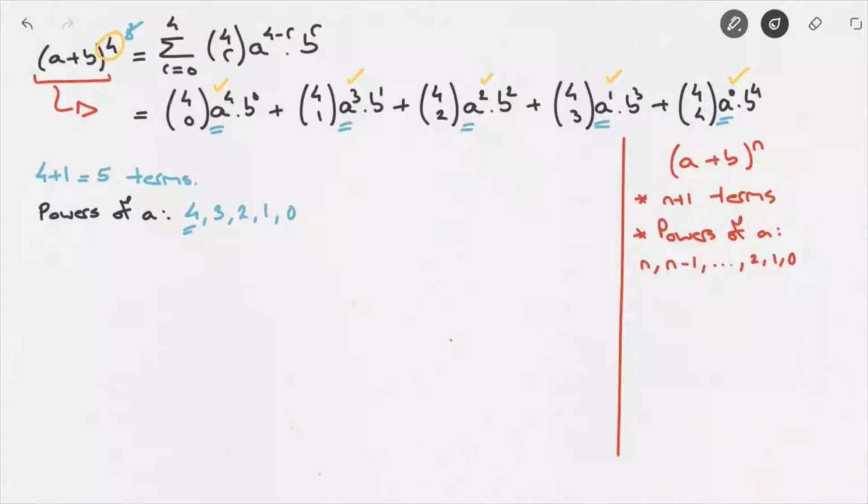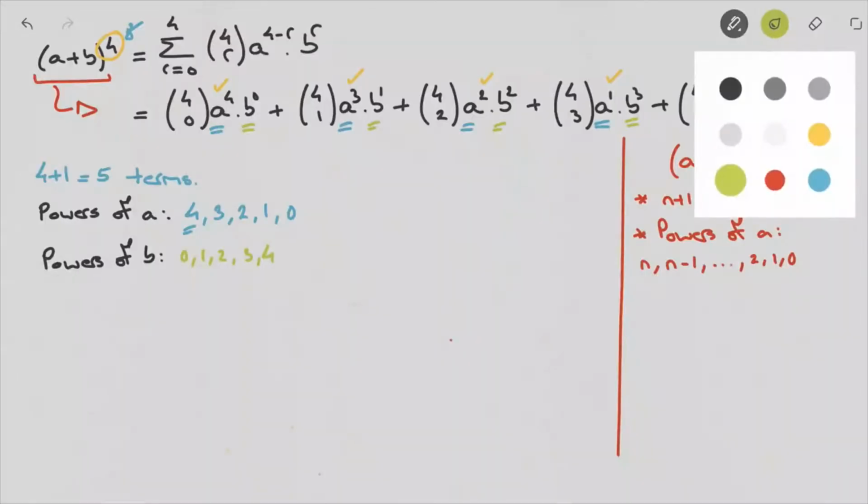Now, the next thing we're going to look at are the powers of b. So let's just write that. Powers of b. Again, looking at the terms we have here going from left to right, we can see that the first term has b to the power of 0. The second term has b to the power of 1. The third term has b to the power of 2. The fourth term has b to the power of 3. And the last term has b to the power of 4. In other words, the powers of b are going 0, 1, 2, 3, and 4. So they're doing the exact opposite of what the powers of a were doing.